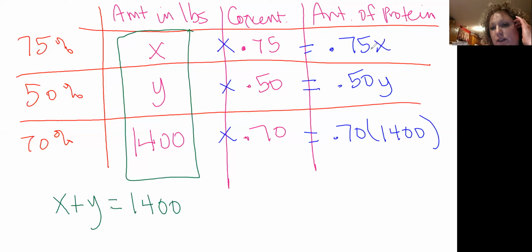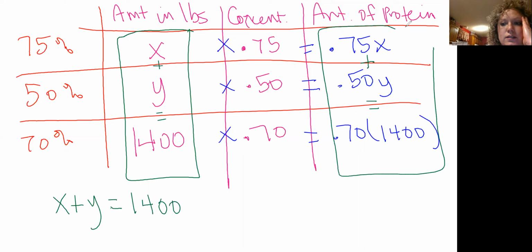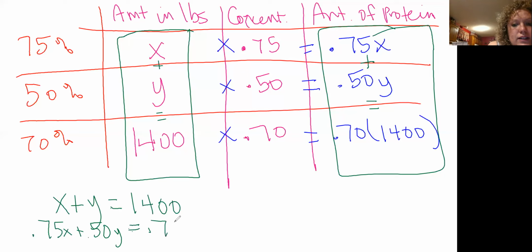And then over here, we can figure the same way. The amount of protein that we have in the 75% solution plus the amount of protein that we have in the 50% ration is going to be equal to the amount of protein we have in the combined piece here. So now we're going up and down like we did over here. And this is our second set of equations. So our second equation is going to be 0.75x plus 0.50y equals 0.70 times 1400.